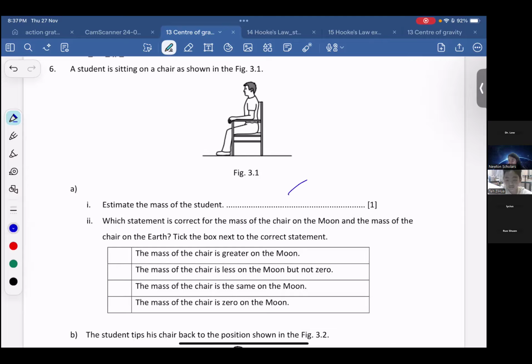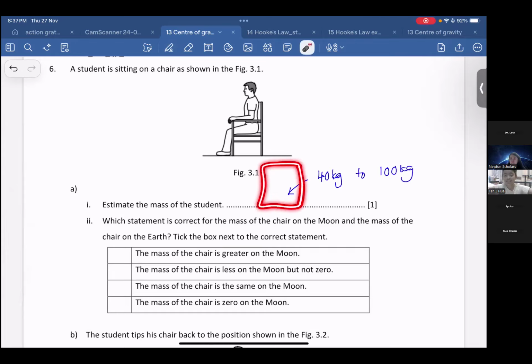Okay, dear, for this, we accept the answer 40 kg to 100 kg. Of course, there might be some special cases like Zihua, who is only 38 kg. And maybe your friends eat a lot of KFC and McDonald's and gain 100 kg. But this is not in the normal range.